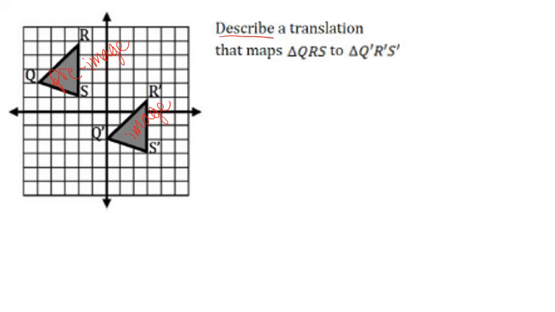So when we're describing the translation, we just need to pick one point on the triangle and then follow where the prime of that point went. So I'm going to pick point Q and point Q prime. So from point Q to Q prime, we moved to the right 1, 2, 3, 4, 5, and we also moved down 1, 2, 3, 4. So we moved to the right 5 and down 4.